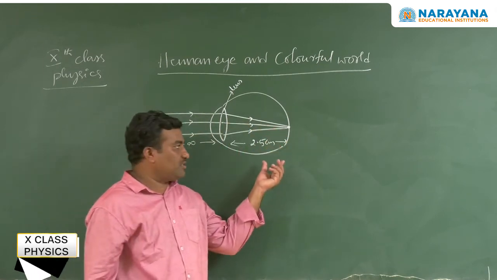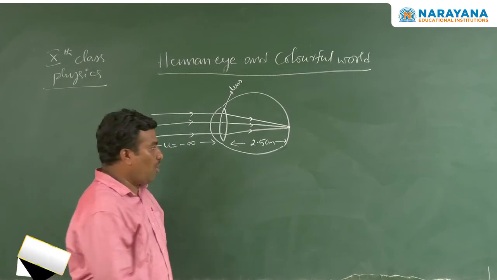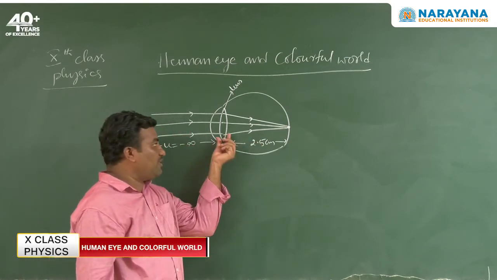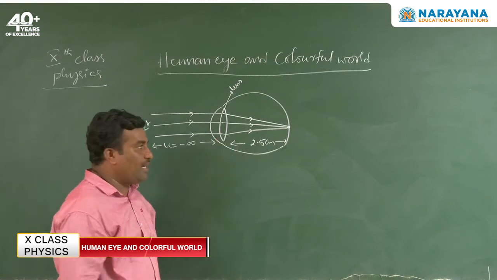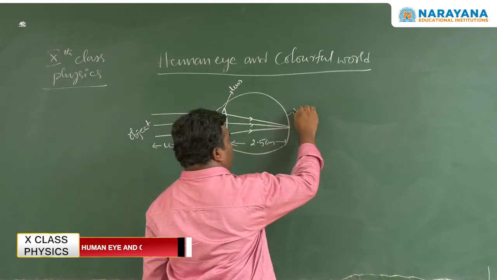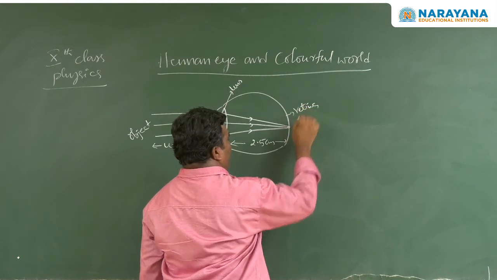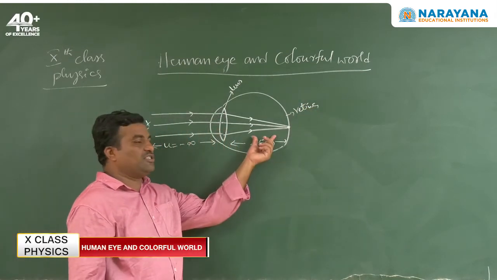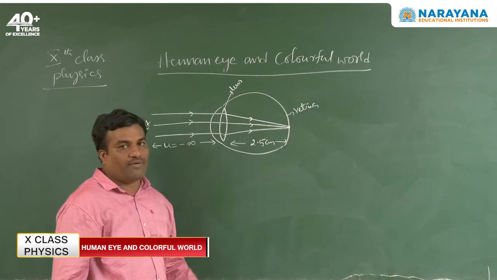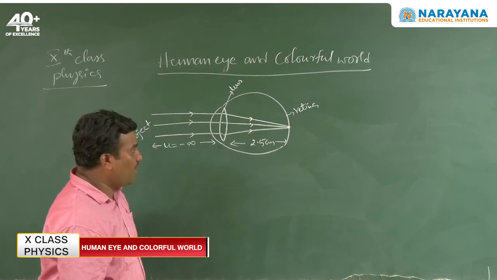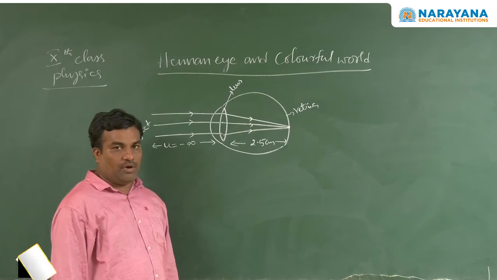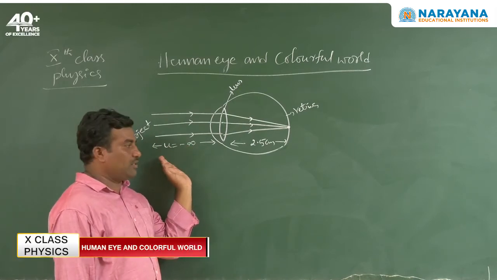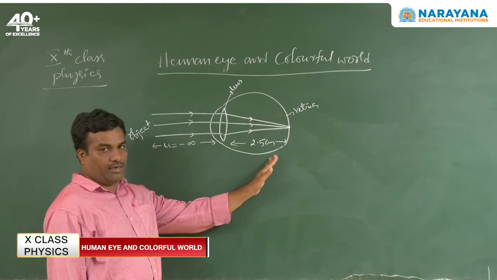What is the image distance now? 2.5 centimeter. The distance between the eye lens and the retina is the image distance, which is fixed at 2.5 centimeter. Now we can find the focal length. We are clear: the object is at infinity distance and the image is formed on the retina.